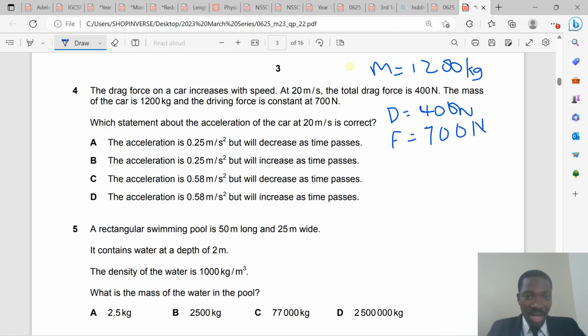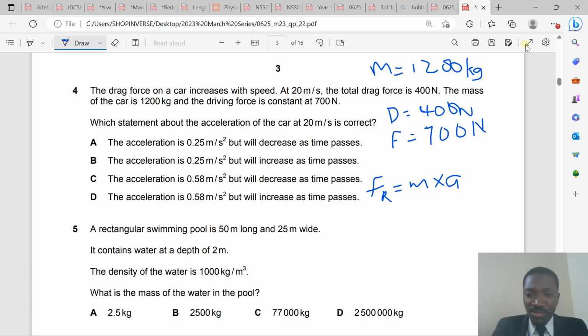Which statements about the acceleration of the car at 20 meters per second is correct? Okay, so you are interested in acceleration at 20 meters per second. How do you get acceleration? We use the expression resultant force is mass multiplied by acceleration.